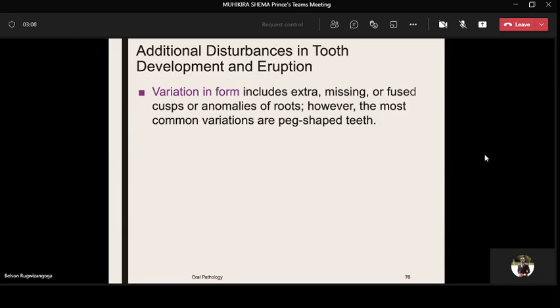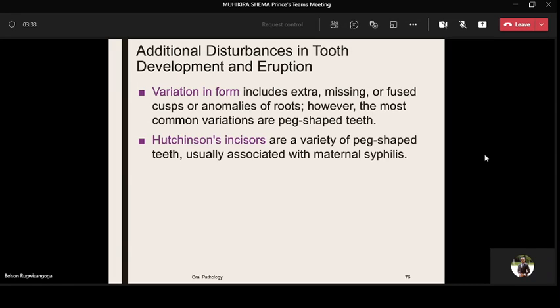So other additional disturbances in tooth development and eruption include variation in form, which includes extra, missing, or fused cusps, or anomalies of the roots and so on. So there will be a missing part of a bone and so on. Hutchinson's incisors are a variety of peg-shaped teeth usually associated with maternal syphilis, meaning that a child will have this if the mother was having syphilis while pregnant.